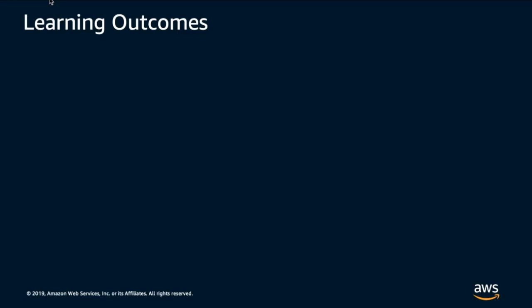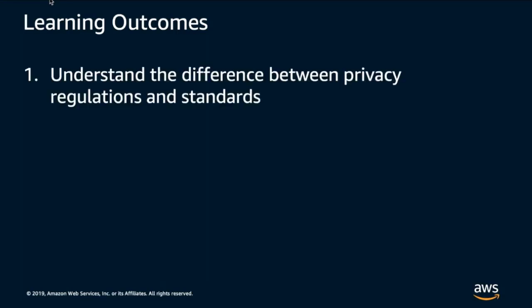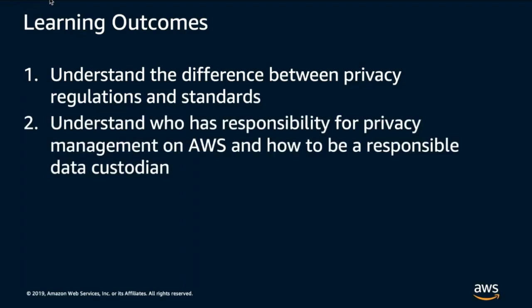So let's recap. Our outcomes was to help you understand the difference between regulations and standards. So as mentioned, privacy by design is a standard. It is a set of principles. It is not a regulation. I also hope by now you understand that responsibility for privacy management is a shared responsibility, but you are ultimately the person who decides which data you're going to place on AWS, and you have to consider how that data is being collected, processed, and egressed or handed out to third parties or ultimately deleted.